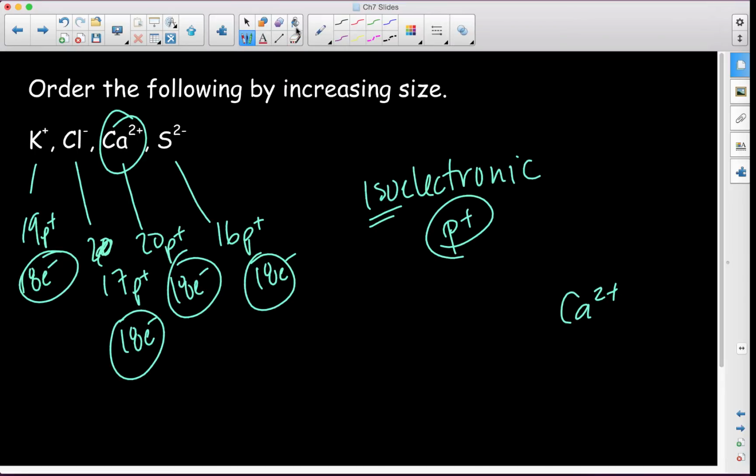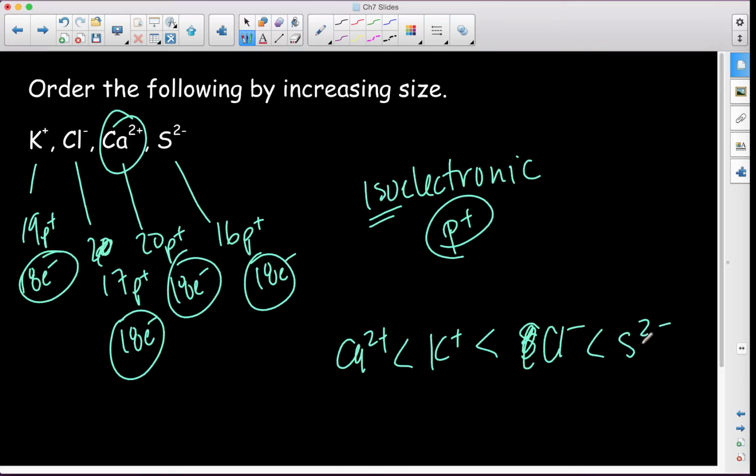So actually, let's rearrange that. We're going to have calcium 2 plus. It's going to be our smallest. And next up, we're going to look for the next one. This will be potassium. And then the next up will be sulfur. Nope. The next up will be chlorine. And then sulfur. So now they're in order by increasing size.